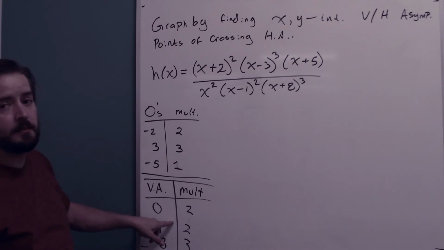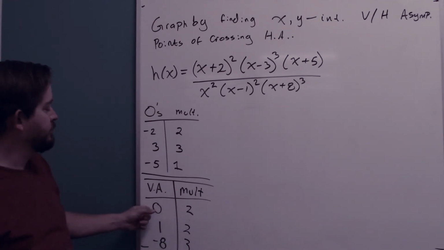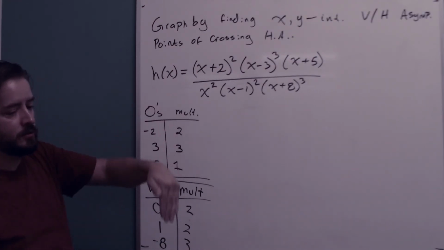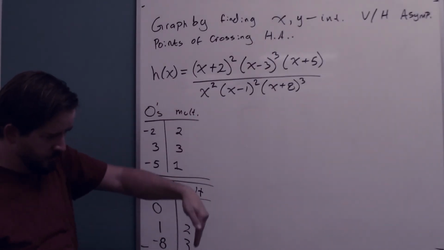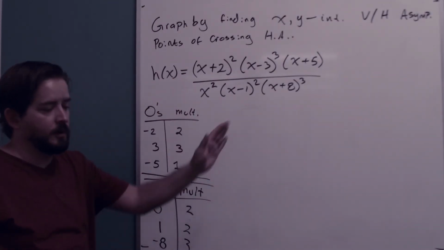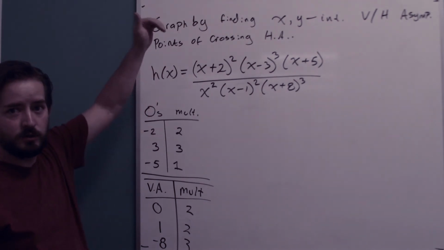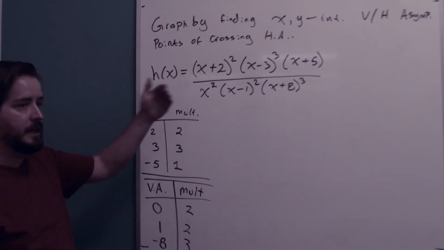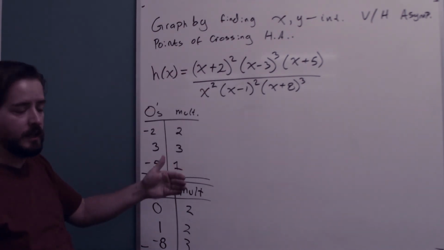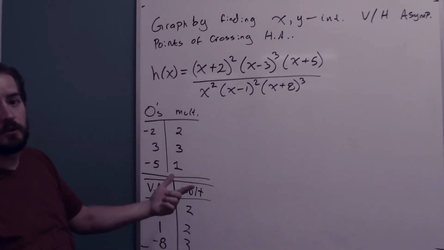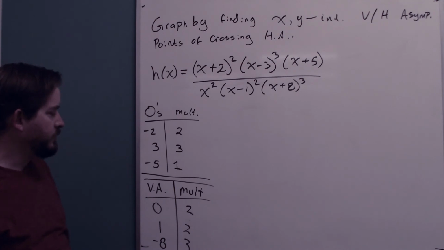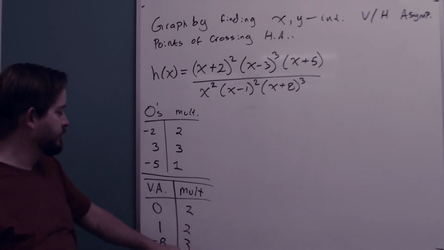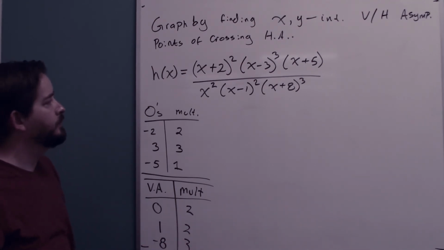And the same thing happens here. An even multiplicity at a vertical asymptote means that you're going to either go down to infinity on one side of it and come up from infinity on the other side, or do the same thing from above, right? But if it's an even, you're going to stay either positive together or negative together. But if it's odd, you're going to switch. Okay? So that tells me a bit about my function's behavior as well.